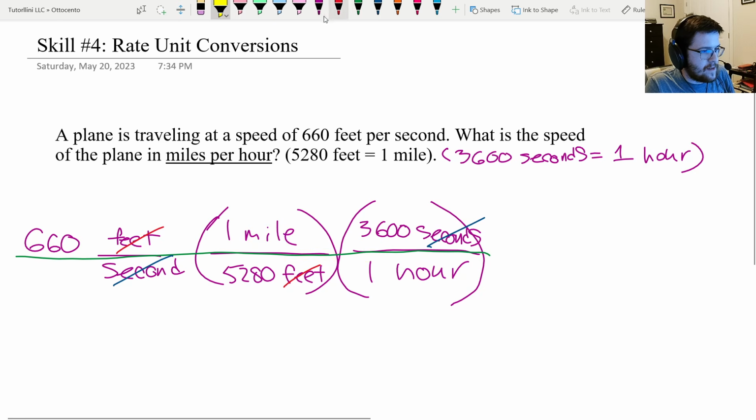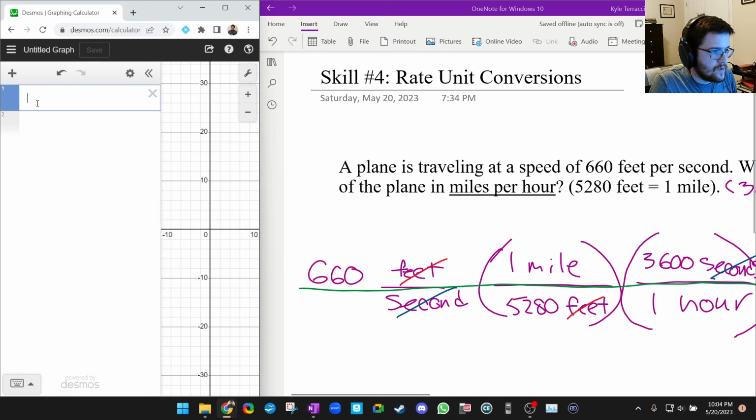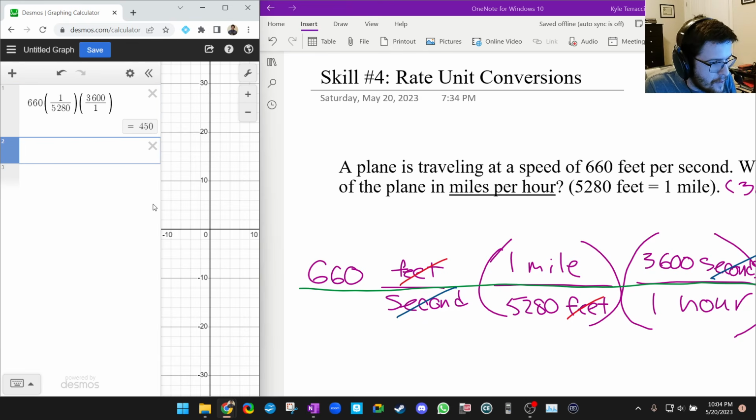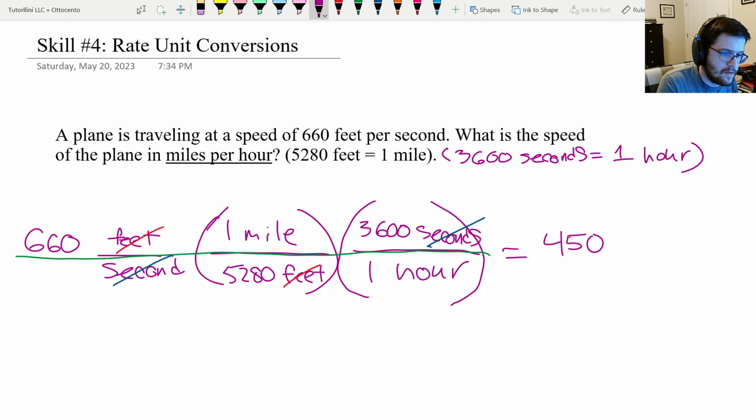So if we go and type this big mess in, we should get our answer. So let's try that. 660 over 5280, 3600 over 1, and we get 450. So our answer is 450 miles per hour.